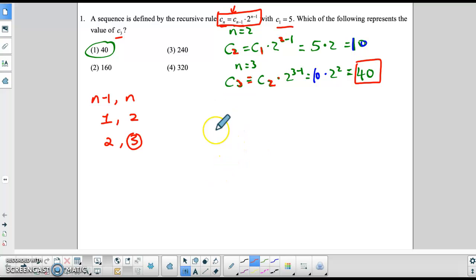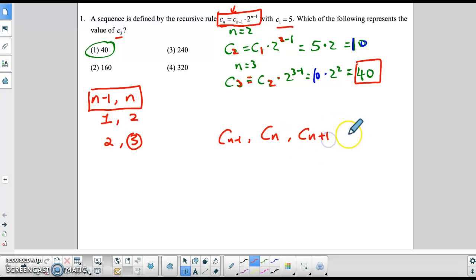Okay, so the major point here is you should know the notation. If Cn is a term, that means Cn minus 1 is the previous term, and Cn plus 1 is going to be the next term, right? For example, if you have 2 as n, that means C2 is Cn, so my previous term will be C1 and my next term will be C3, and so on. Okay, all right, next one.